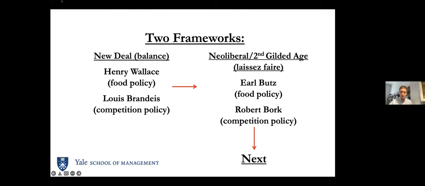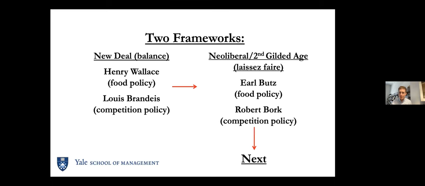So the New Deal, this balance in the food system, is really rooted in Henry Wallace, the Secretary of Agriculture for Roosevelt, and then Louis Brandeis, who was appointed by President Wilson to be a Supreme Court justice. And that was rooted in competition policy, or antitrust. Fast forward to the current framework we're all living under in our food system, this neoliberal, but I just call it second gilded age, laissez-faire framework. And to me, that's rooted in Earl Butz, the Secretary of Agriculture under Nixon, and then Robert Bork, the failed Supreme Court nominee for Reagan, and also Nixon's hatchet man.